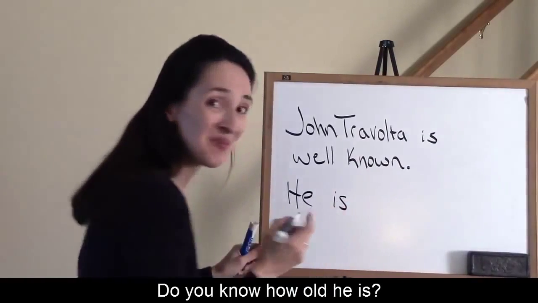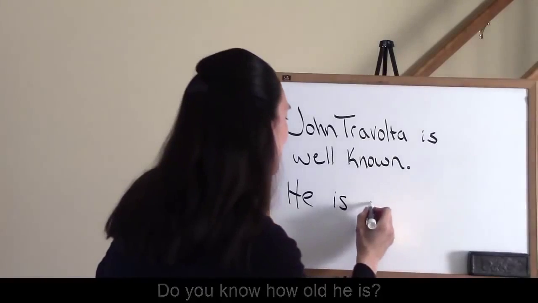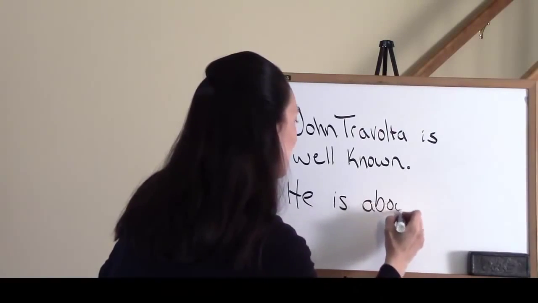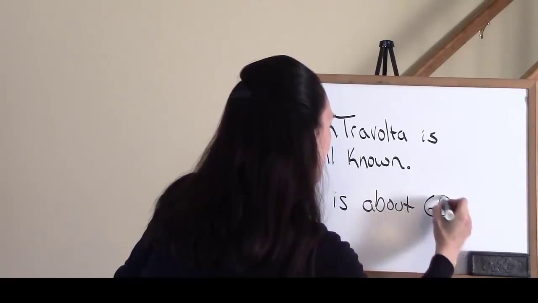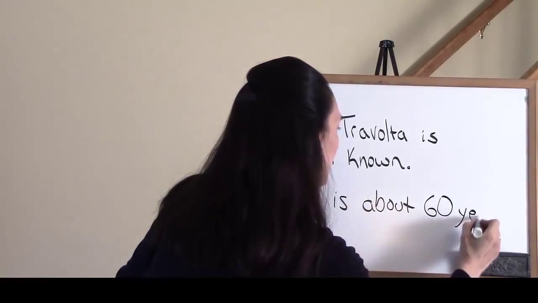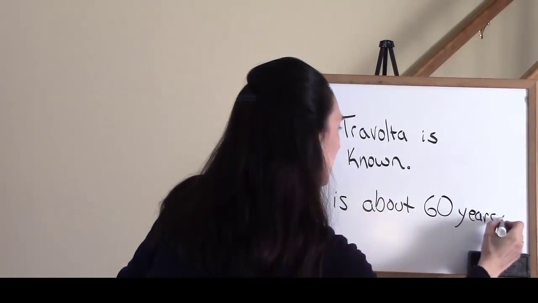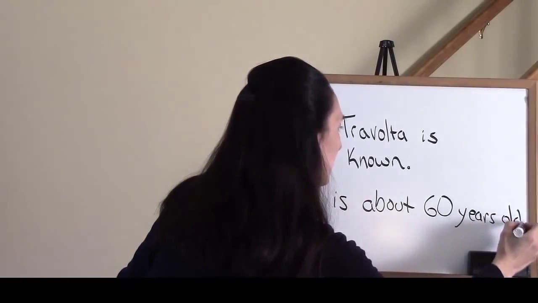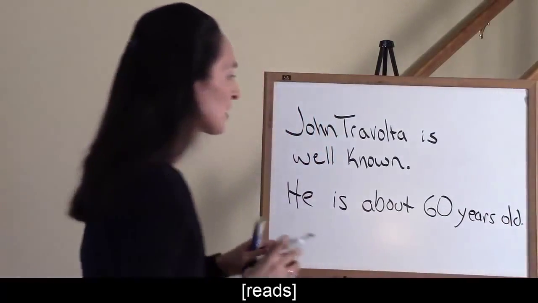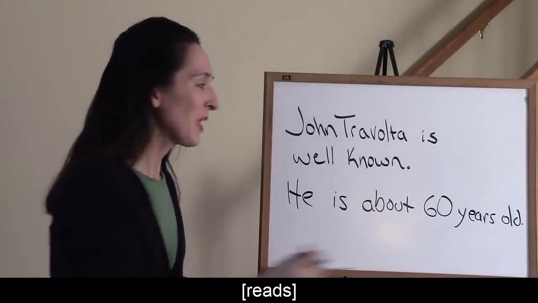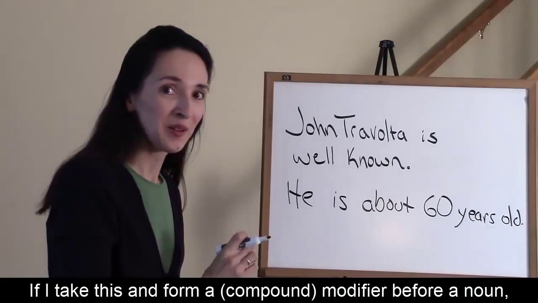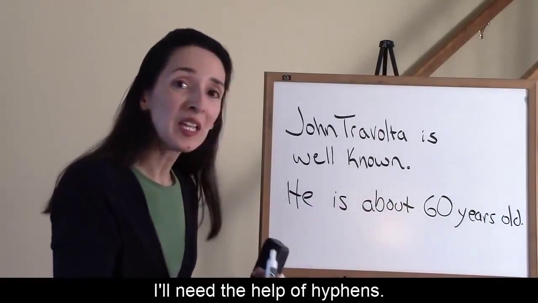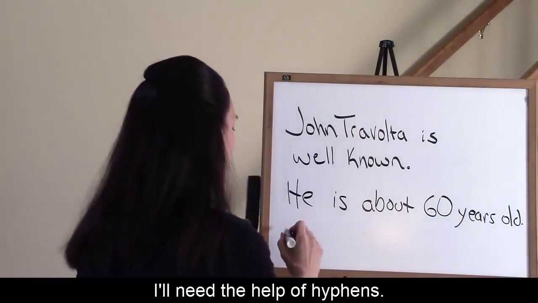He is, do you know how old he is? About 60. He is about 60 years old. If I take this and form a modifier before a noun, I'll need the help of hyphens.